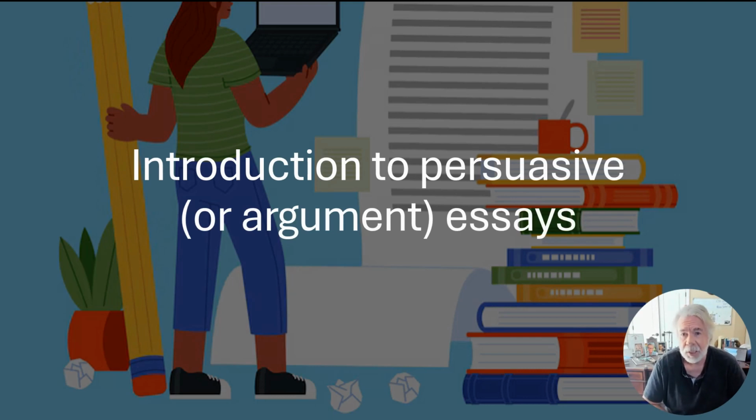The assignment for this class is a persuasive, or as your textbook prefers to call it, argument essay. I prefer persuasive. We're not about arguing in the traditional sense. We want to make a case for something that isn't obvious. And so we're going to write an essay with the idea of taking your reader along and convincing them of the position that you have. So that's the assignment for this essay.